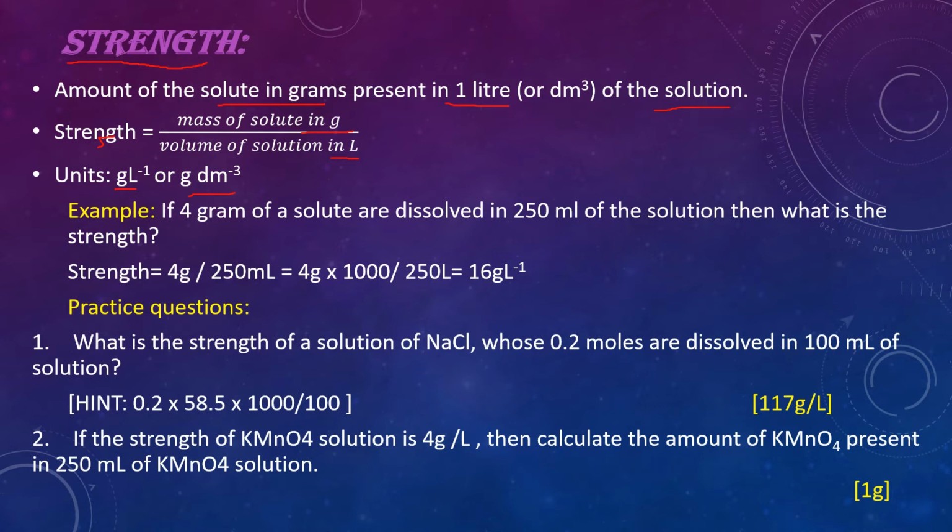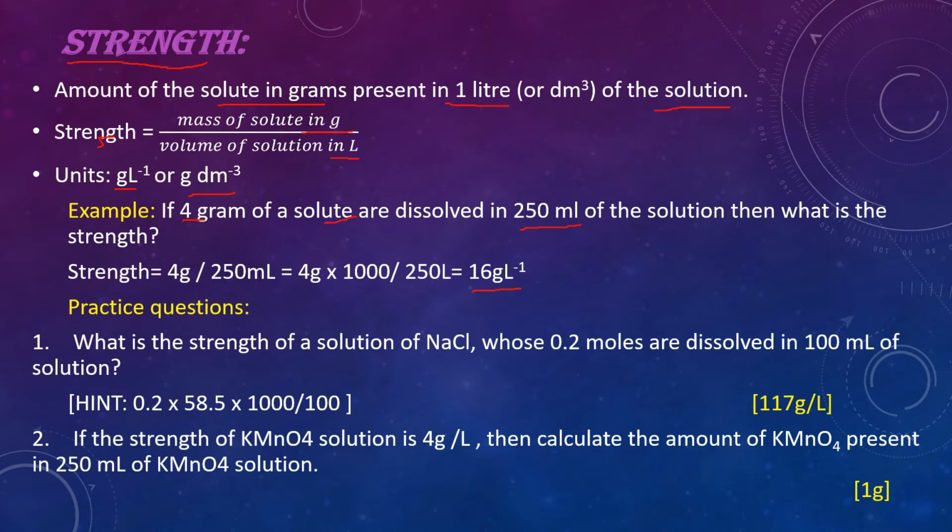Now, I am taking one example so that this concept will be clear to you. If 4 gram of a solute is dissolved in 250 ml of solution, then what will be the strength? We know the formula that strength is equal to mass of the solute, that is 4 gram, divided by volume of the solution in liters. So it is 250 ml, so divide by 250 ml and convert it into liters. So 4 into 1000 upon 250, that is 16 gram per liter is the answer.